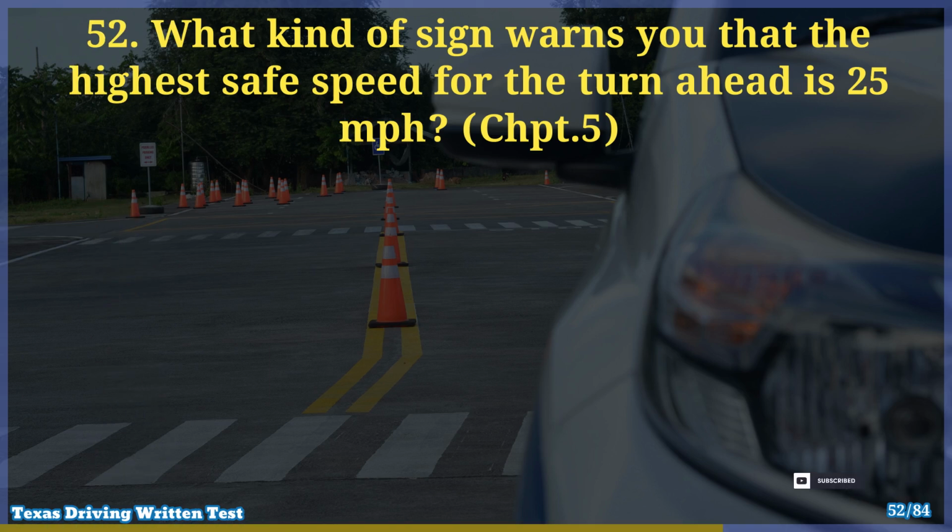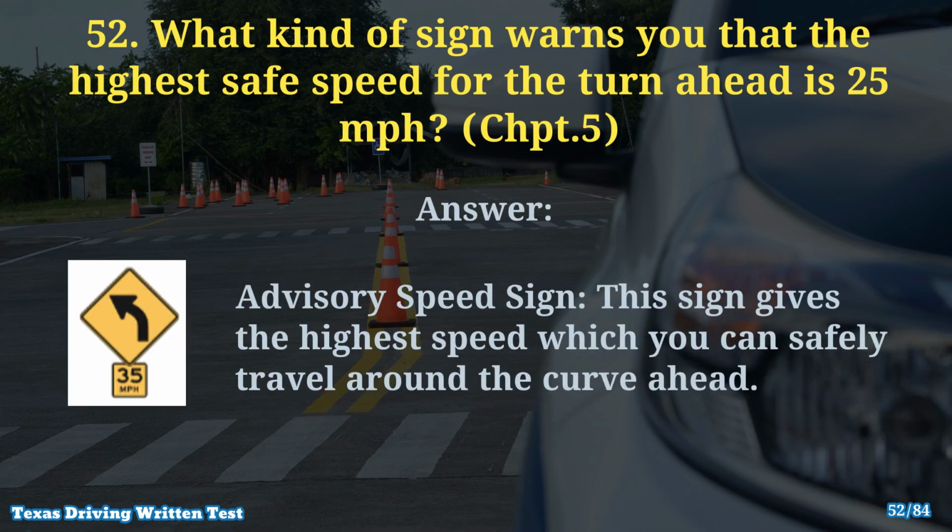52. What kind of sign warns you that the highest safe speed for the turn ahead is 25 miles per hour? Below is the sign. Advisory speed sign. This sign gives the highest speed which you can safely travel around the curve ahead.